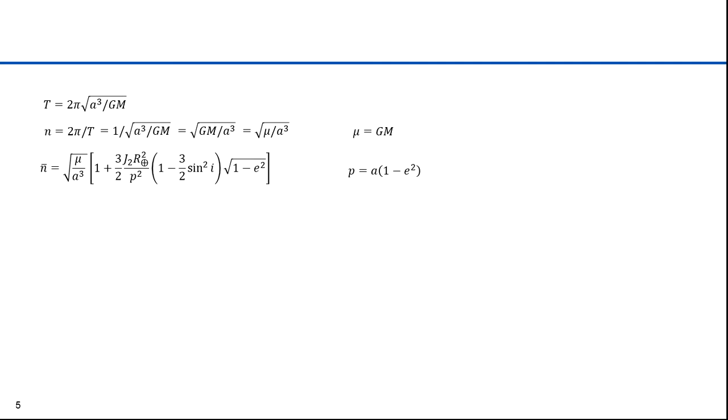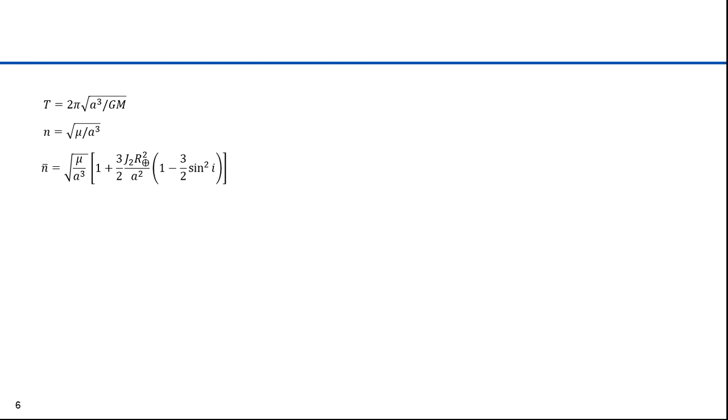It equals a times 1 minus e squared. If the orbit is circular, e will equal 0. p then would equal a, the semi-major axis. That simplifies this equation. Let's compute an actual shift in period. First, we'll define the constants.